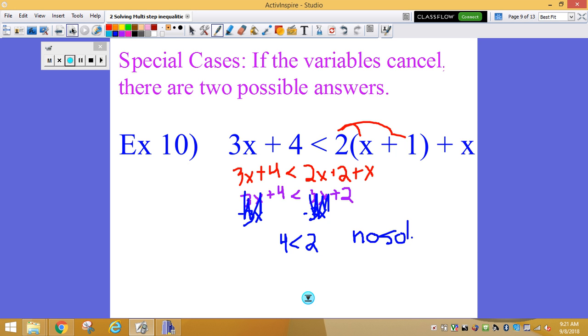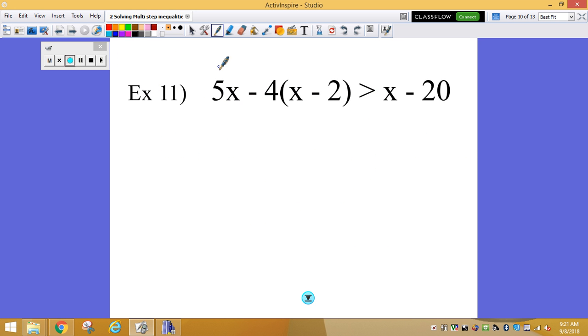Let's do another one. Okay, write this one down. I'm going to bring down 5x. I'm going to multiply by negative 4. Negative 4 times x is negative 4x. Negative 4 times a negative 2, I'm doing this right here. Well, a negative times a negative is a positive, and 4 times 2 is 8.